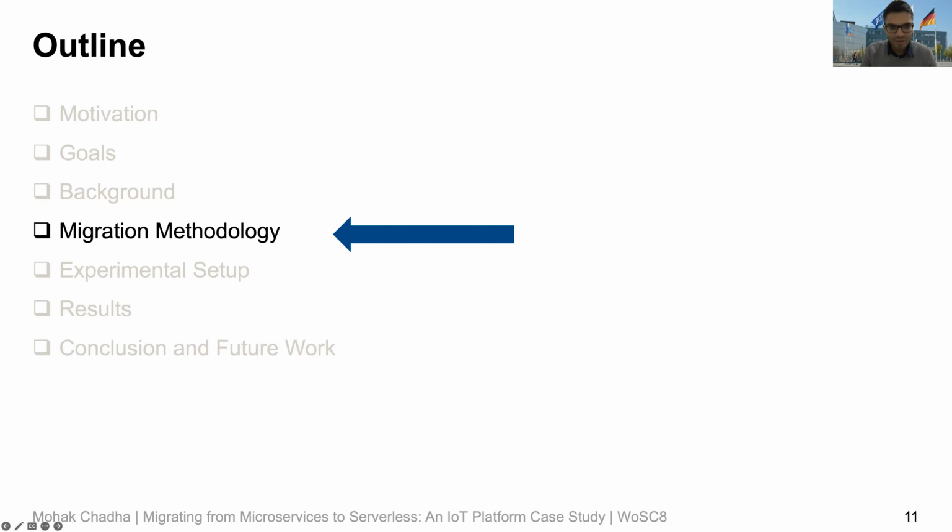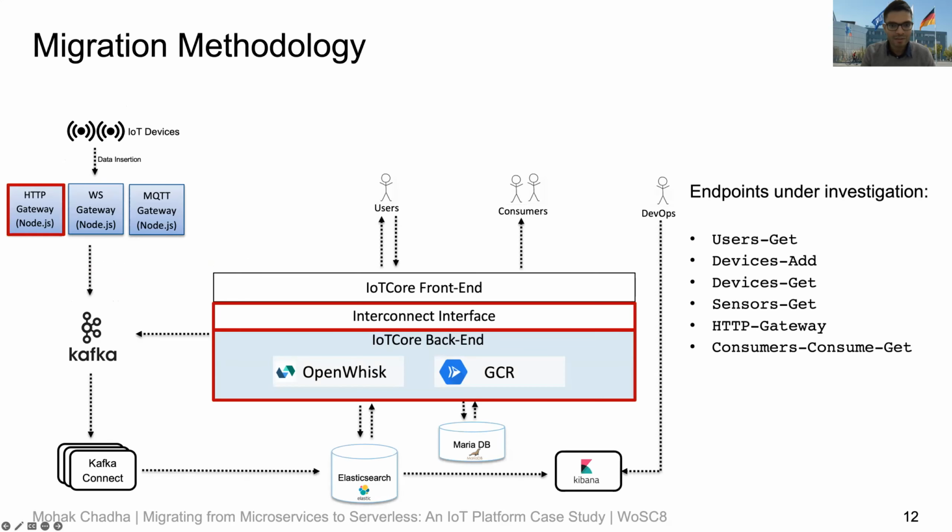So for migrating this microservices-based application to a FaaS-based application, we tried to minimize code changes. For that, we did not focus on changing any of the off-the-shelf software components, for example Elasticsearch or MariaDB. We only focused on the backend and migrated that onto OpenWhisk and GCR. And also we migrated the HTTP gateway to a complete FaaS-based implementation.